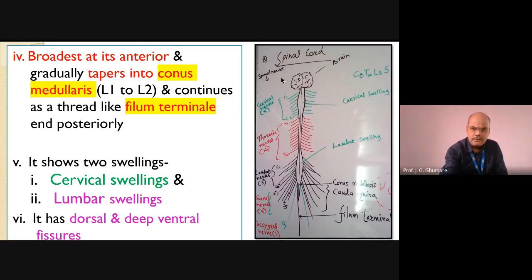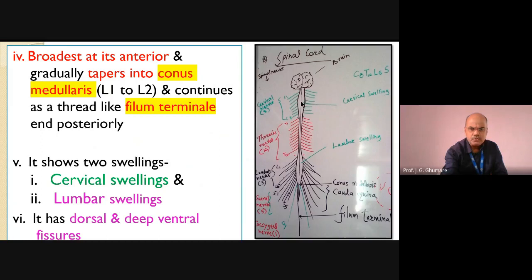I'll repeat it. The spinal cord ends at lumbar vertebra 1 or 2. The triangular portion produces the conus medullaris, and a non-nervous extension goes up to the last part. This is called filum terminale.